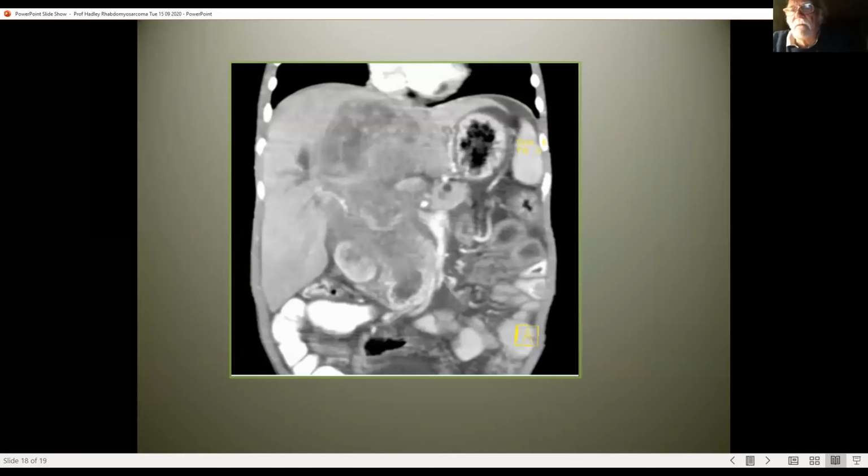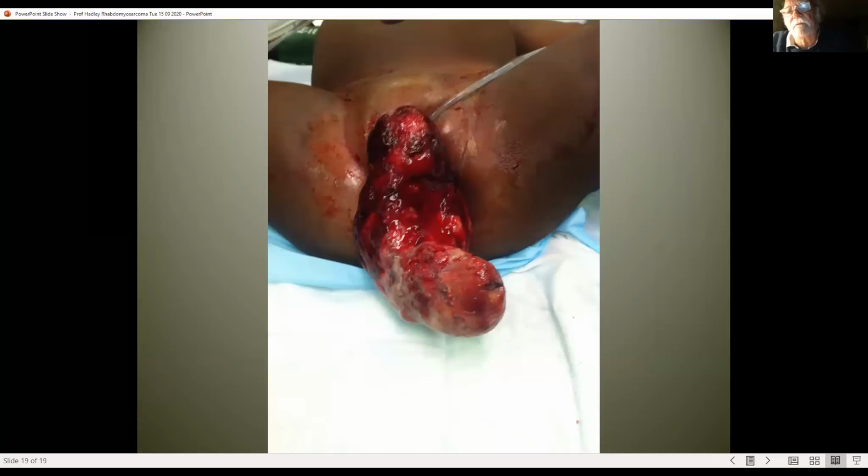So you don't have to have muscle in the situation in order to have a rhabdomyosarcoma. There's a rhabdomyosarcoma arising in the liver. Next slide. And I particularly wanted to show you this slide because this little girl had a cervical rhabdomyosarcoma, and it was all internal until she coughed, and then the whole thing prolapsed.